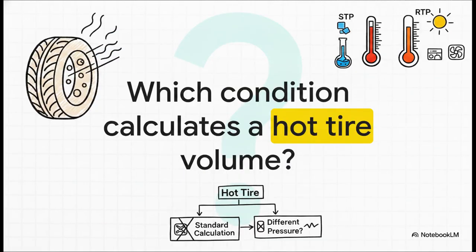Before we wrap up, I want to leave you with a provocative thought to really test your new intuition. Knowing exactly how and why gases expand when heated at the molecular level, which condition, STP or RTP, do you think you'd use to accurately calculate the volume of a hot car tire after a long summer drive? Would a standard calculation even work, or would the pressure be completely different? Keep that in mind as you apply these concepts to the real world.